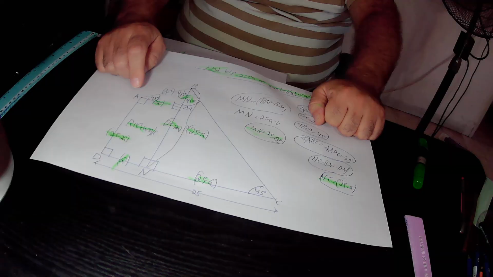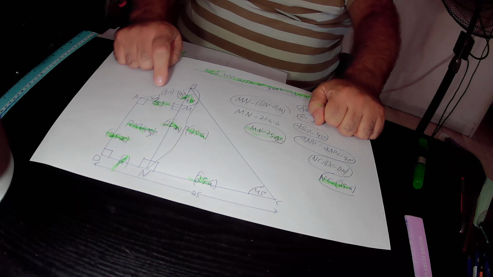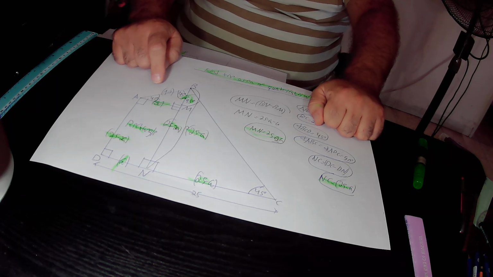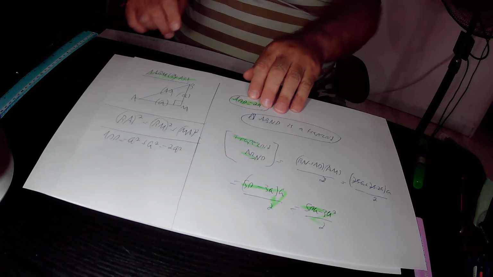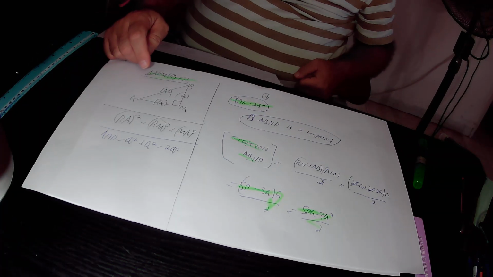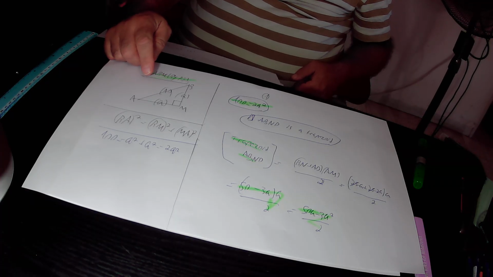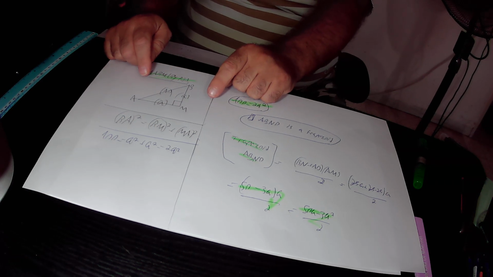In the next step, we implemented the Pythagoras theorem on this small right triangle ABM. So I covered the small right triangle ABM, which I isolated from the original drawing, and then implemented the Pythagoras theorem on this small right triangle ABM. According to the Pythagoras theorem, AB squared, the square of the hypotenuse, equals BM squared plus MA squared.